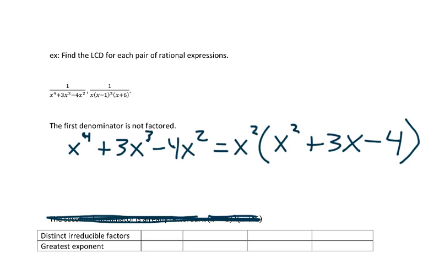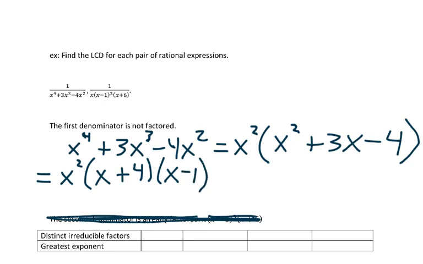And now, this trinomial here, we can factor that further. Namely, we want two numbers whose product is -4 and whose sum is 3. Well, what two numbers are going to do that? 4 and -1. So we get x squared times x plus 4 times x minus 1. So that is what we end up with. And again, the second denominator is already factored.